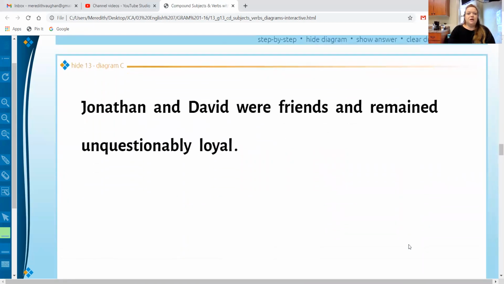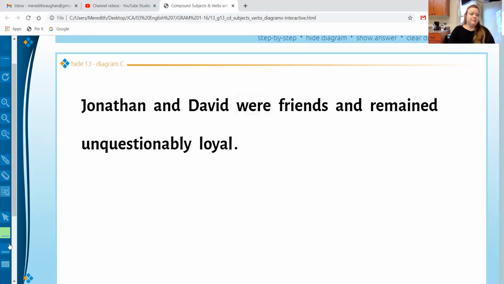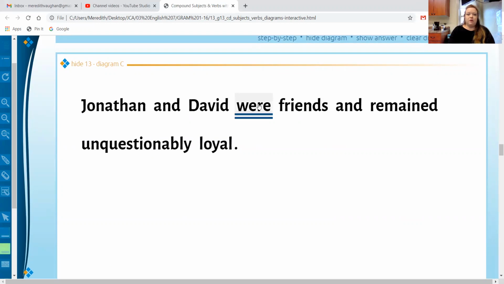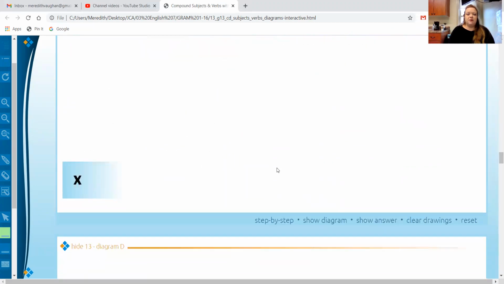Okay, let's do one more. Jonathan and David were friends and remained unquestionably loyal. So we have were friends and remained loyal. So who were friends and remained loyal? Jonathan and David. So in this case, we have a compound subject and a compound verb.